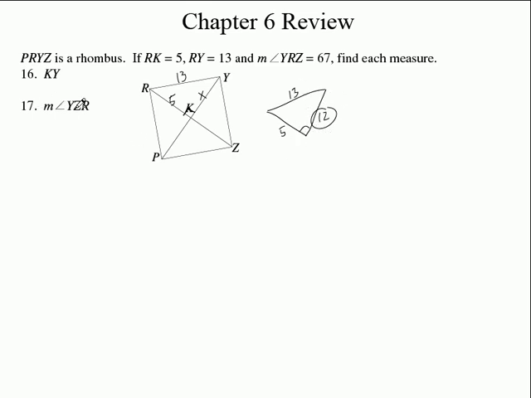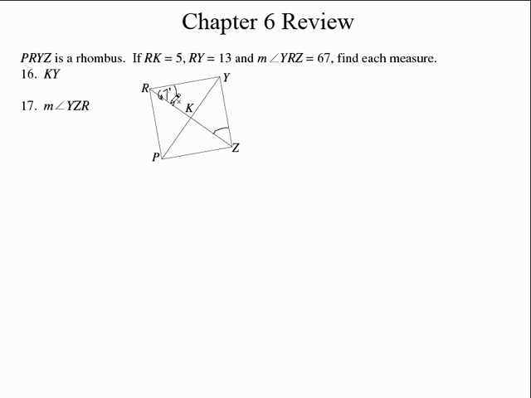All right, let's look at this. Let me clear all this junk out of here. All right, that looks a little better. Let's write this down. Angle YRZ is 67 degrees. Here's YRZ. It's this angle right here is 67 degrees. And it asks to find YZR. There's YZR. It's asking for this angle right here.